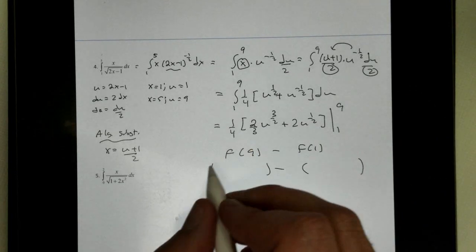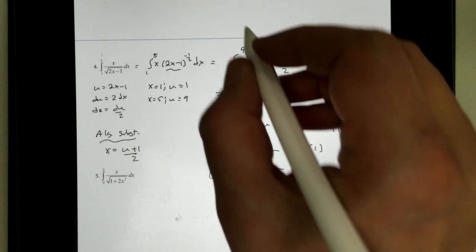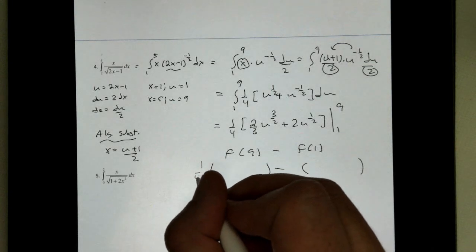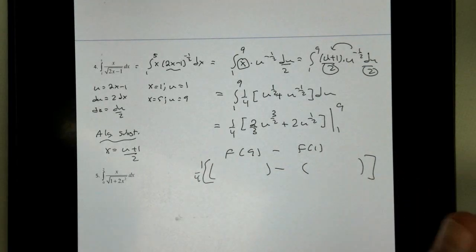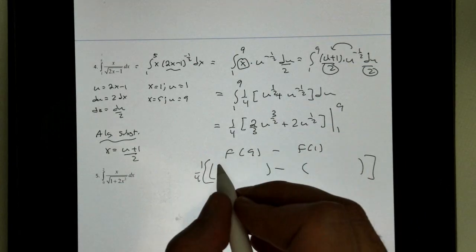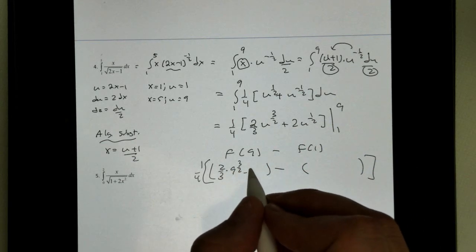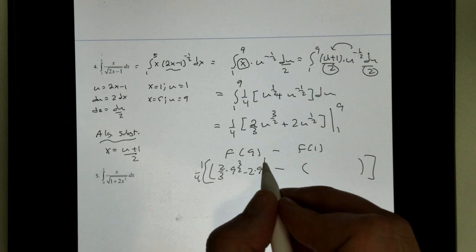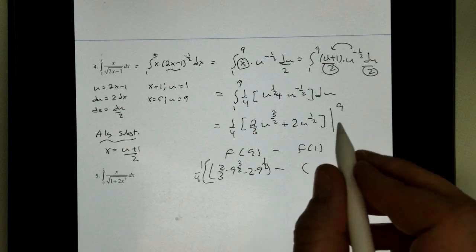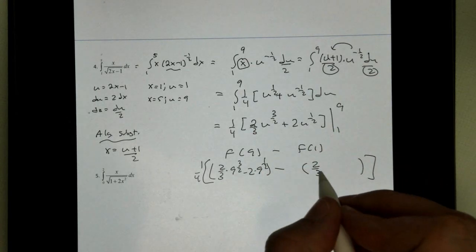So plugging this in, I'm just going to write some really super large, big fraction. Keep the 1/4 on the outside. Plug in the 9. We get 2/3 times 9 to the 3/2 minus 2 times 9 to the 1/2. Plug in the 1. Same thing. That's just 2/3 plus 2.